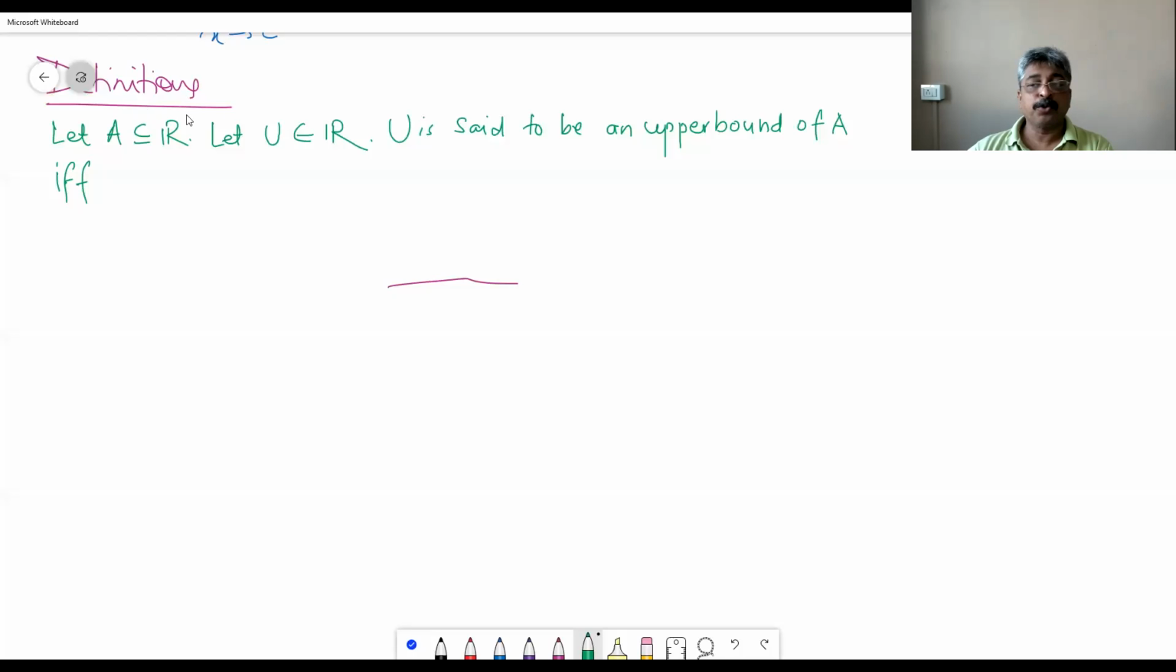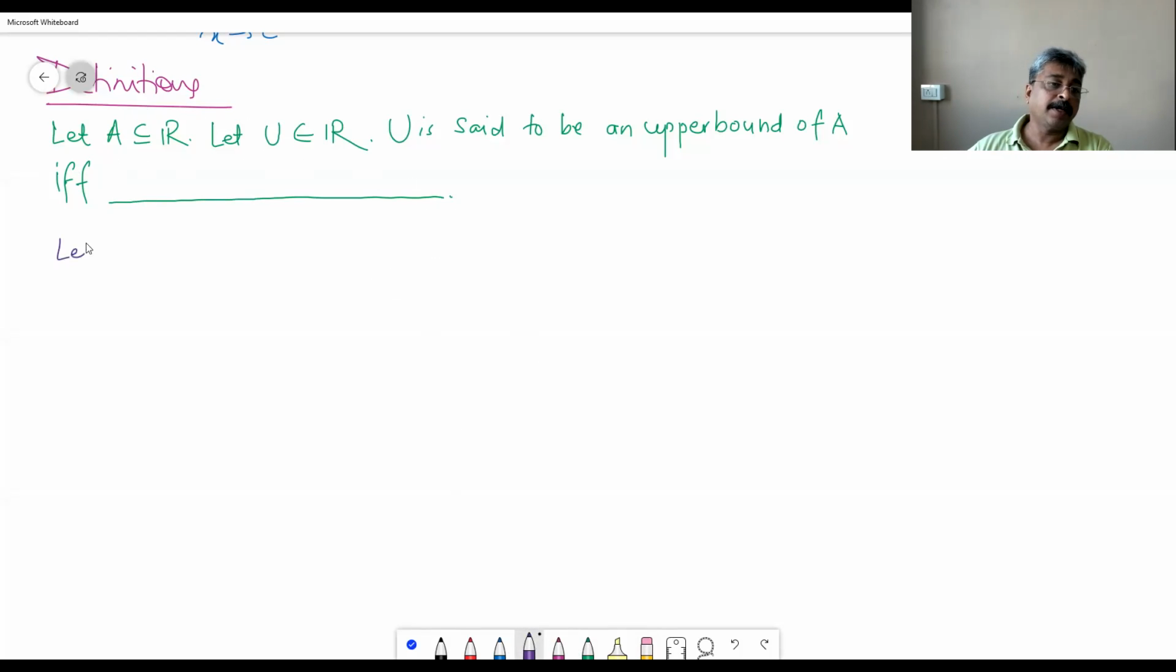Okay, let us create a few new definitions. Let A be a subset of R. Let U belong to R. U is said to be an upper bound of A if and only if... complete this statement. Write down the remaining part of the definition.